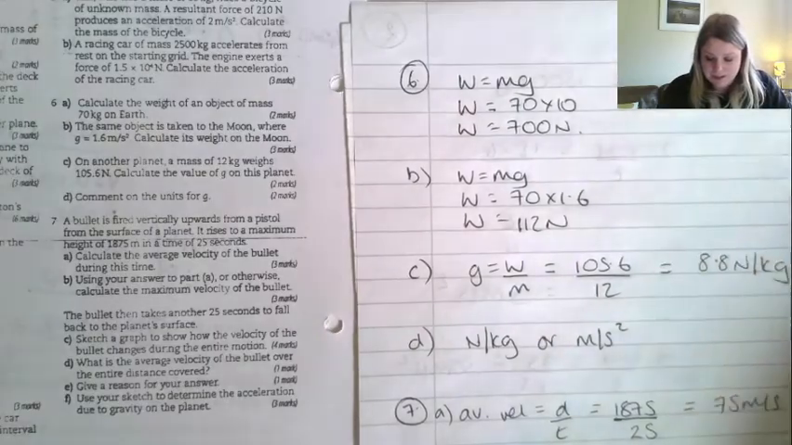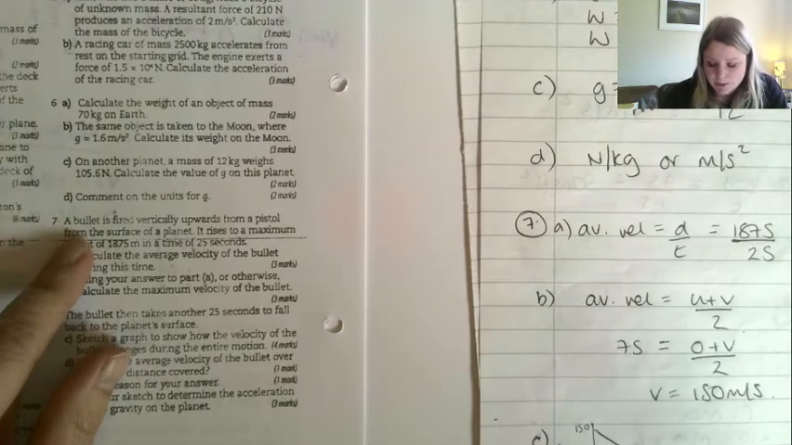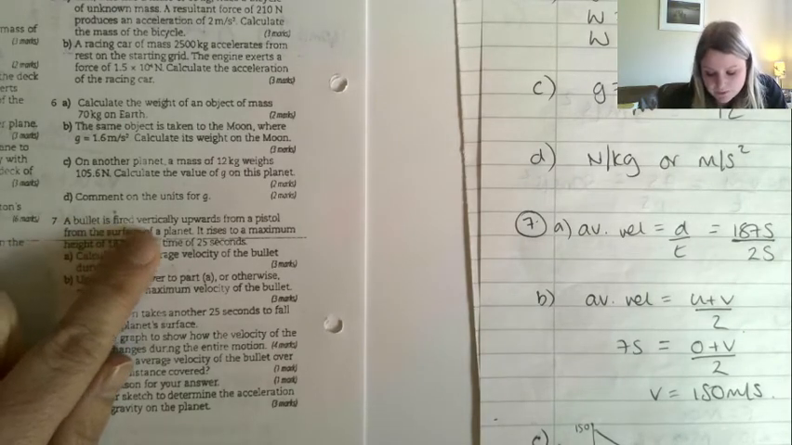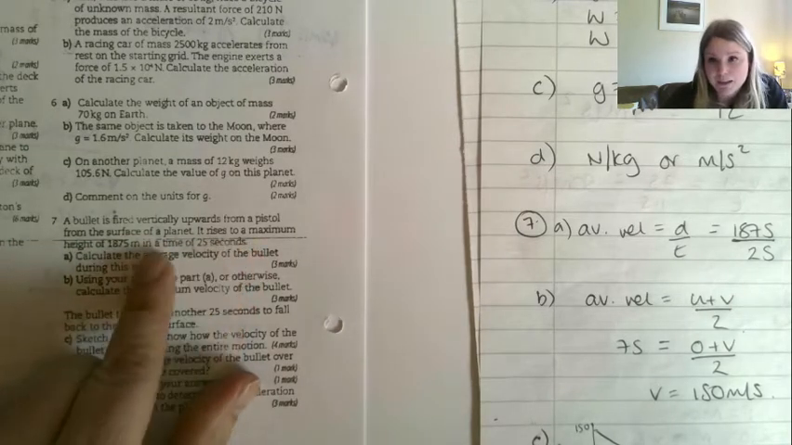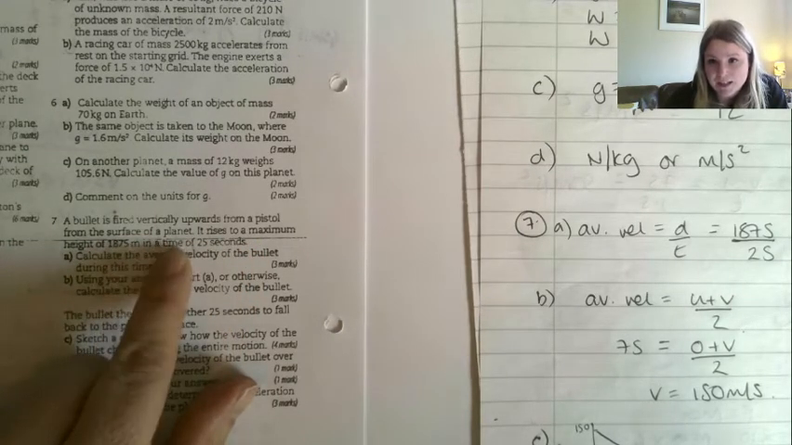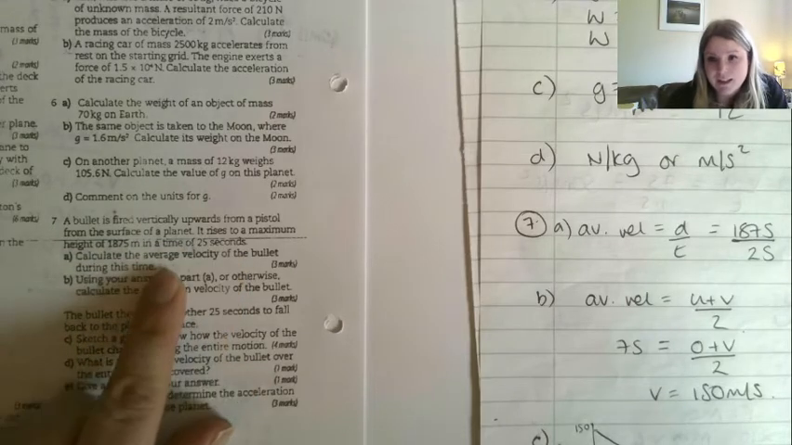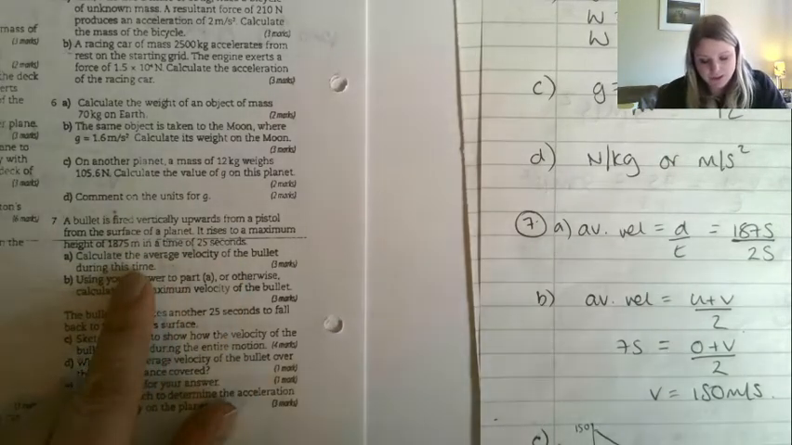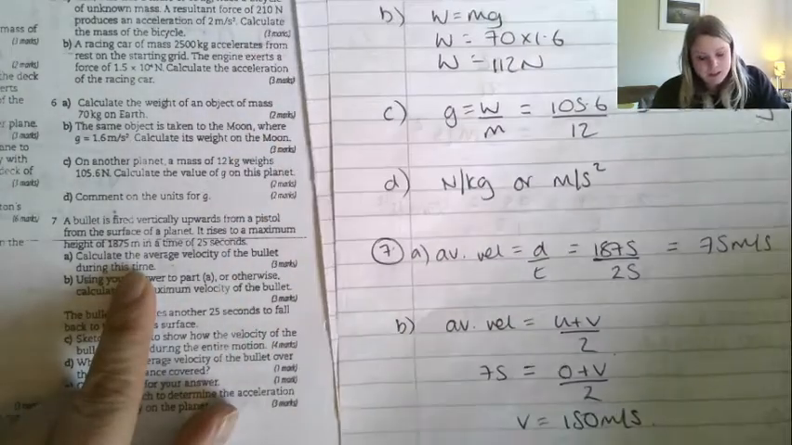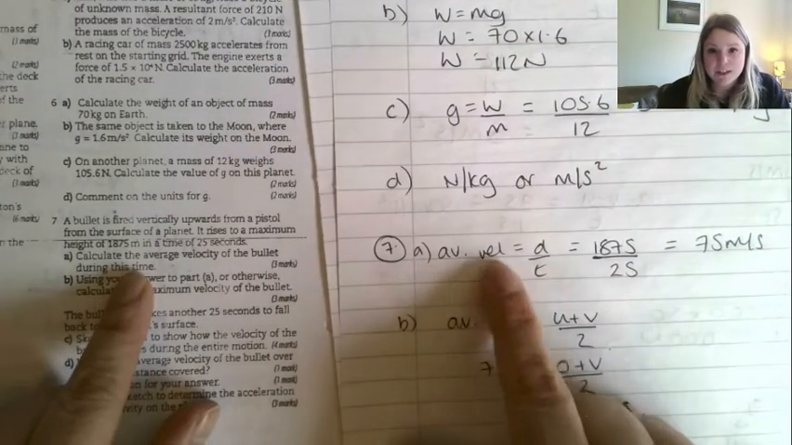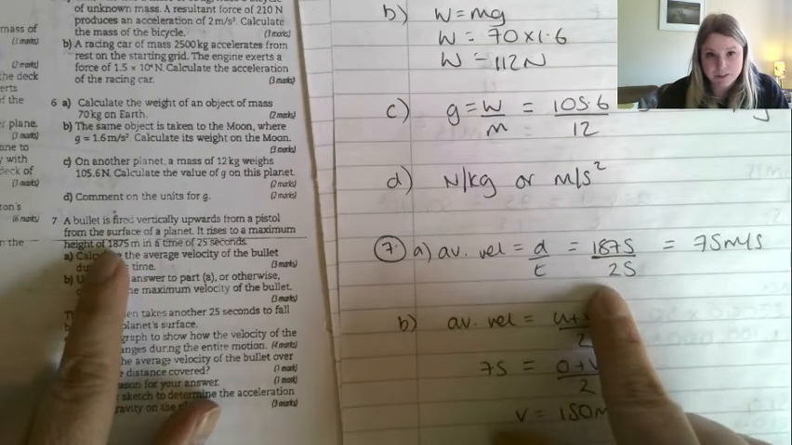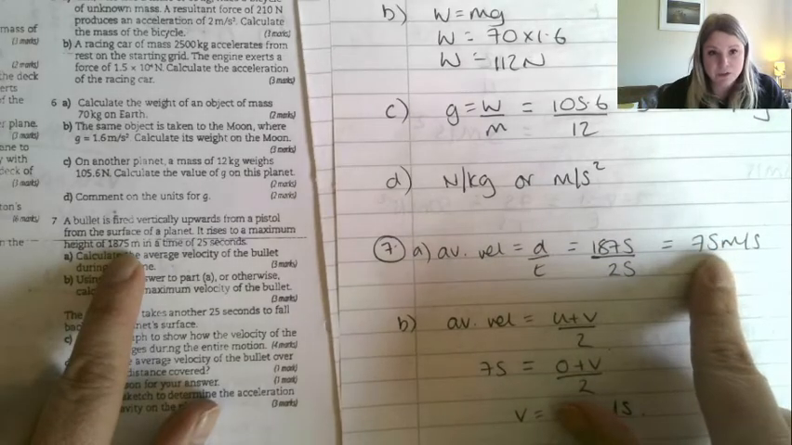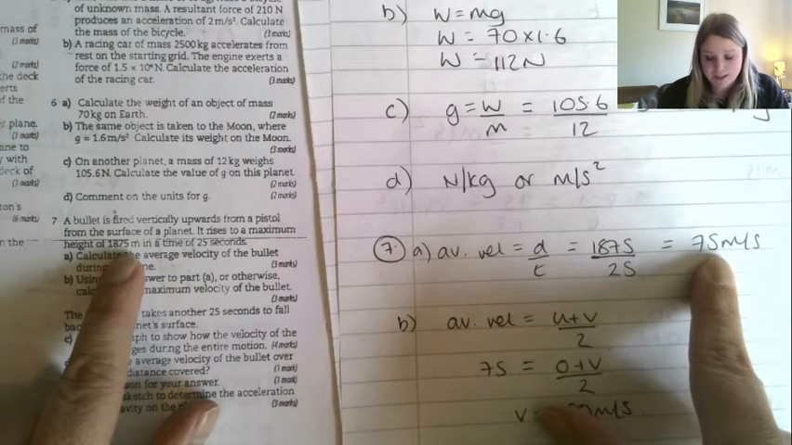Right, let's look at 7. So this is one of those things being fired up the way. A bullet is fired vertically upwards from a pistol from the surface of a planet. It rises to a maximum height of 1875 meters in a time of 25 seconds. Calculate the average velocity of the bullet during this time. Right, let me see. The average velocity is going to be the displacement divided by the time. So the displacement is 1875 and the time 25. So the average velocity there is 75 meters per second.